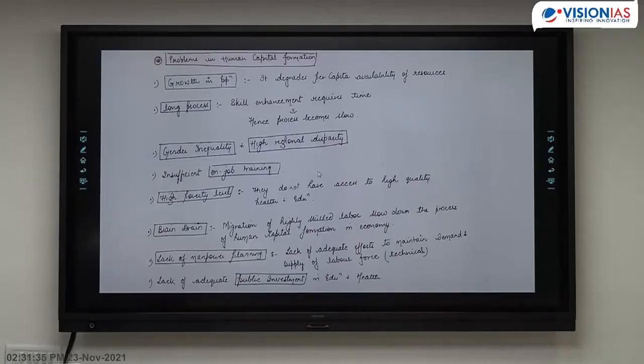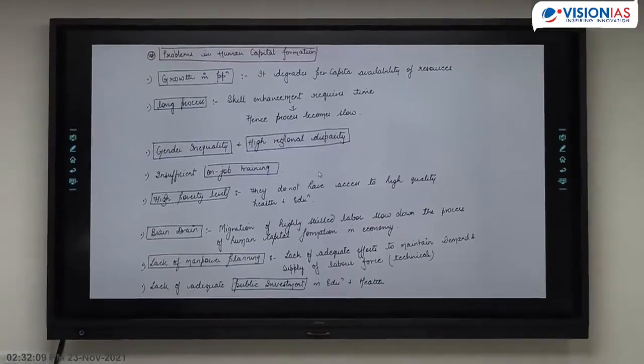That is another challenge. Basically, the social structural realities of India is a major challenge. Then we do not have a concept of on-job training. So regular upgradation of skills, multi-skilling, on-job training, that becomes a challenge. Then poverty level is very high, because of which they do not have access to good qualitative education, skill development and health facilities. The major issue in context of India has been brain drain. Highly skilled labor has often migrated outside, which has slowed down the process of human capital formation in the economy.